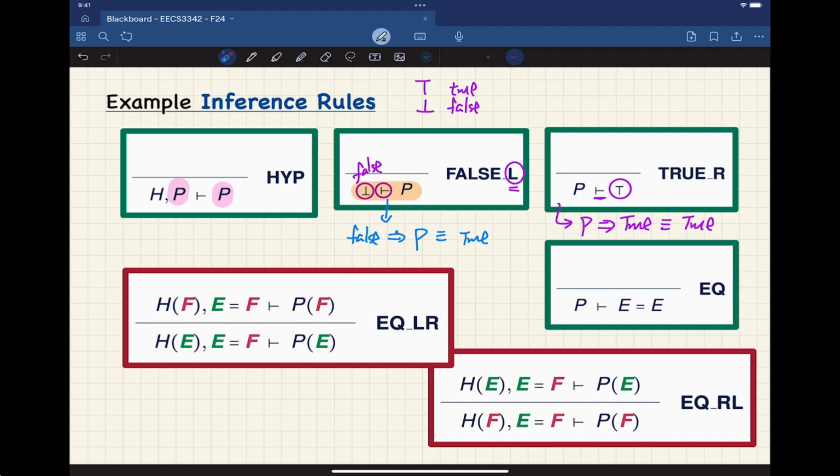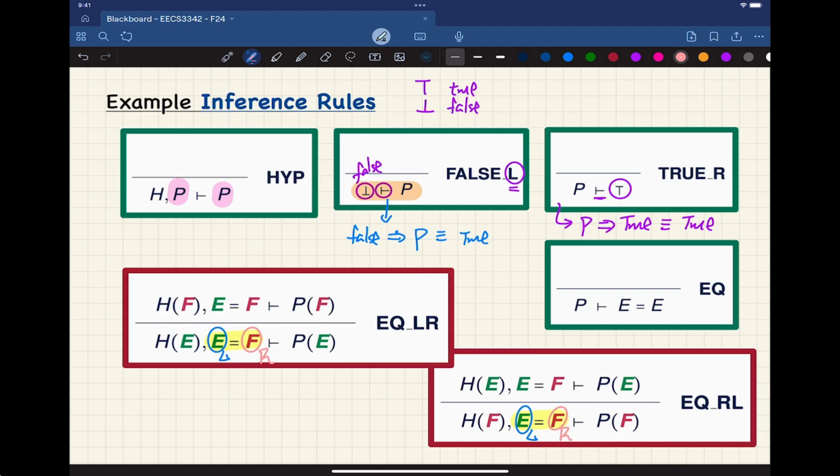Now, I've got to clarify these two. These two have to do with equality. If you look at these two rules, you've got E equals F over here, and E equals F over here, in both cases. The left-hand side of the equality we'll call the left, so this guy here is the left, and this guy over here is the right. And this one here is a right.